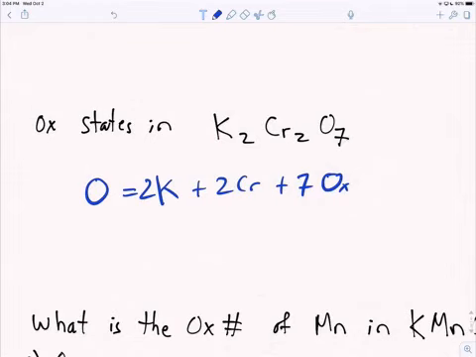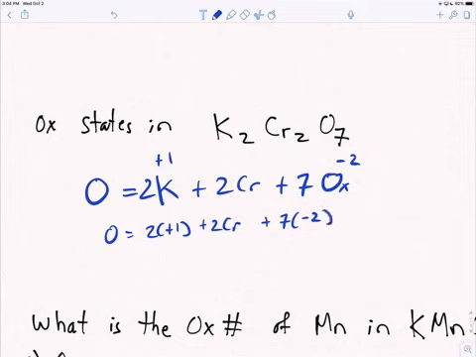So now let's look at potassium. Potassium is an alkali. Potassium is going to be +1. And from the chart, if you recall, oxygen tends to be -2. So we can plug these in now. 0 equals 2 times +1. You don't have to put the +1, I'm just doing it for emphasis. Plus 2 times chromium plus 7 times -2. And 7 times -2 is -14.